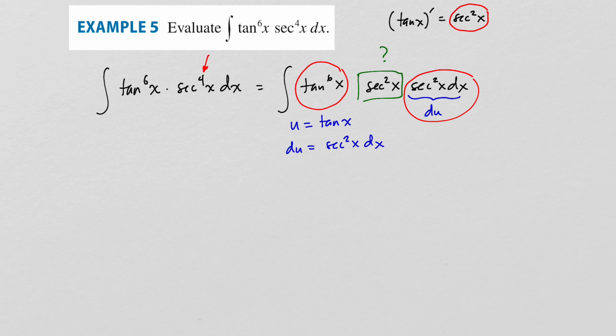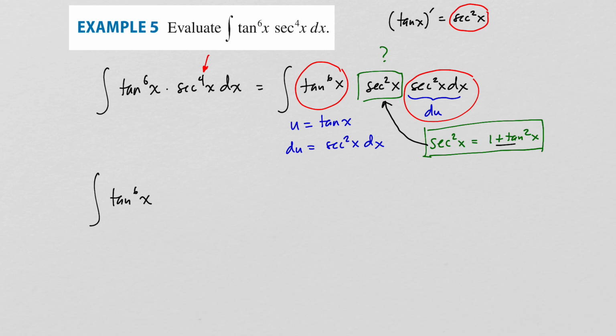Well, we use an identity. So we need to remember that secant squared of x is equal to 1 plus tangent squared of x. This is the Pythagorean identity for secant and tangent. So let's go ahead and make that substitution here. So I have tangent to the 6th power. We're going to leave that alone. This secant squared right here is going to become 1 plus tangent squared. And then times secant squared dx.